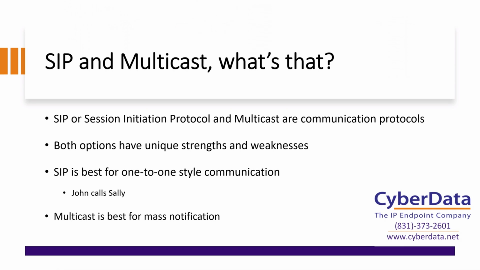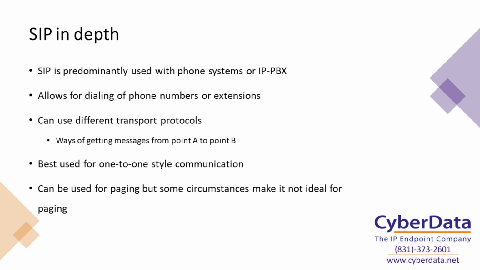So specifically SIP, and the easiest way to think about it, it's provided from a VoIP phone system or an IP PBX provider, and it's best used for one-to-one style communication. In technical terms, John calls Sally, but it's really just from point A to point B, or you want to make a phone call to somebody, you're going to be using SIP. SIP is best for that. Whereas multicast is best for mass notifications. So you need to get some kind of an alert or a message out to multiple devices simultaneously. Multicast is better for that. And there are some specific reasons that we'll get into as we carry on here, but that's the basics of both SIP and multicast.